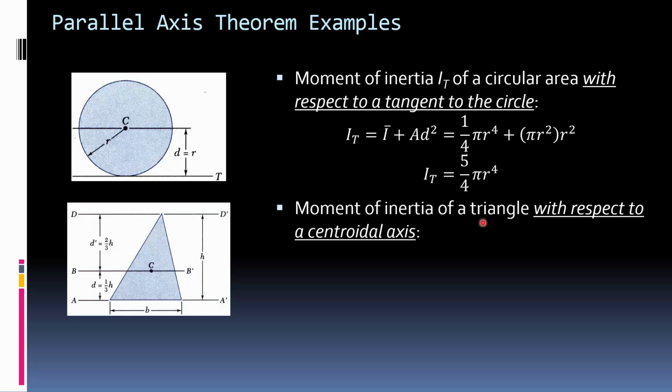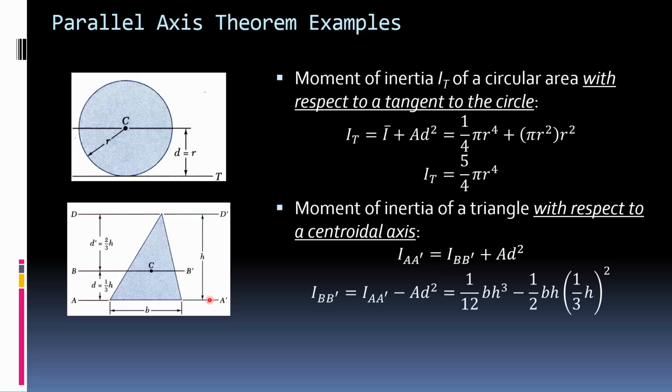Okay, let's look at another quick example. The moment of inertia of a triangle with respect to the centroidal axis. Okay, now here, before we were trying to find the moment of inertia at some other point, right? Here we're trying to find, hey, what is the moment of inertia at the centroidal axis? And so what's special about that? Well, it turns out that we know the moment of inertia with respect to this axis. What is that? It's 1/12 b h cubed, right?